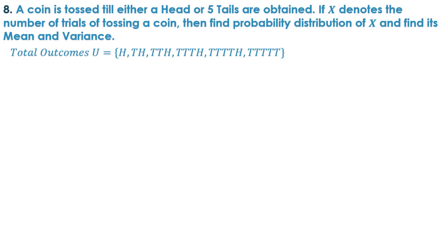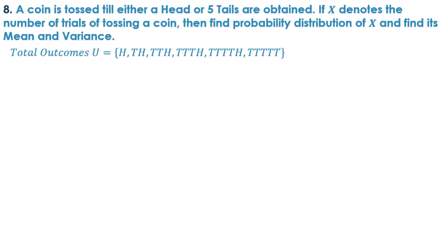But even if we don't get a head in the fifth trial, we get 5 tails, and it is clearly stated that either we get a head or we get 5 tails. So that means if we get 5 tails, we stop our experiment. We either stop at heads or we stop at 5 tails, whichever comes earlier. So this will be your total outcome.